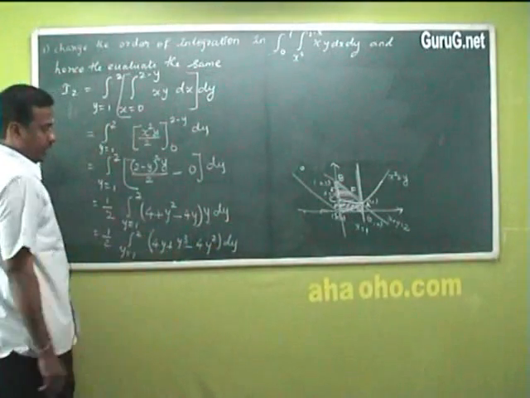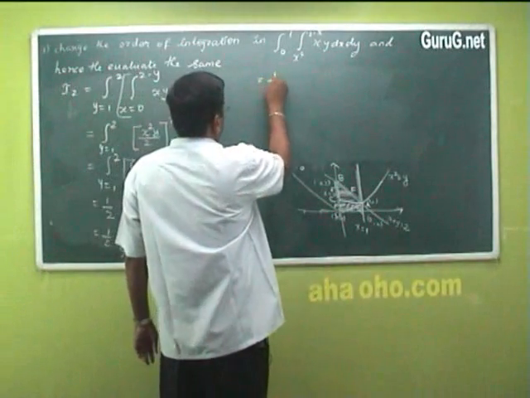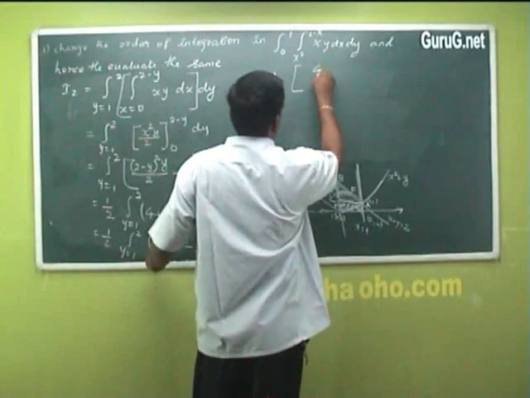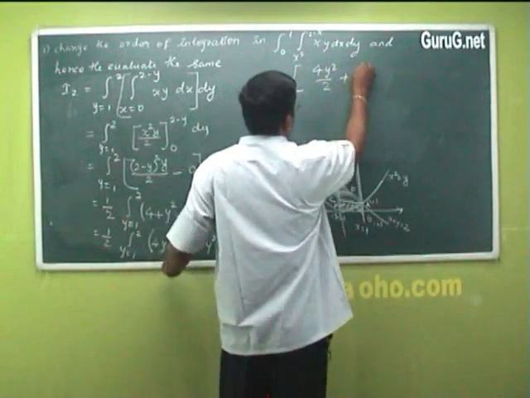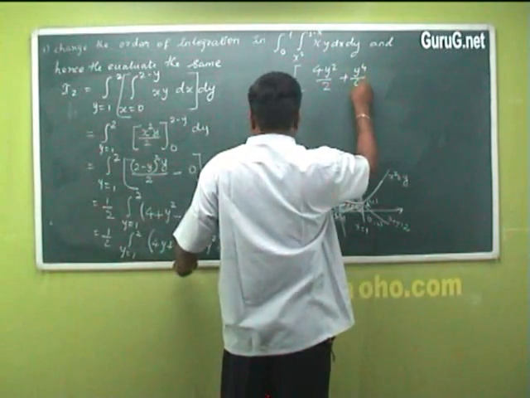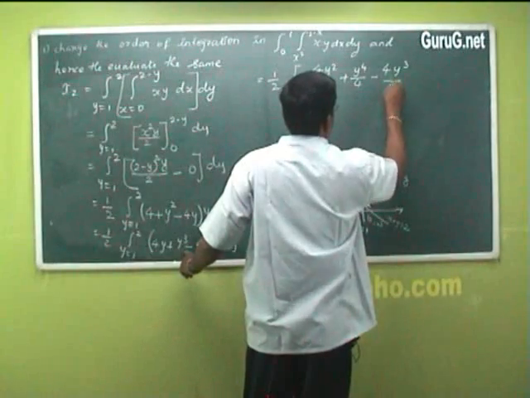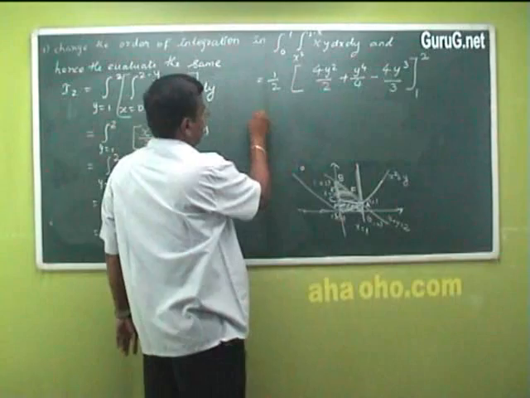Now I am going to integrate this with respect to y, which is equal to 1 by 2 into, when you integrate this, 4 into y square by 2 plus y power 4 by 4 minus 4 y cube by 3 between the limits 1 to 2. Let us start the limit substitution.